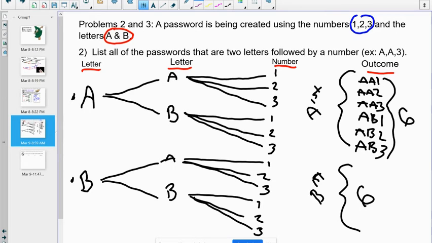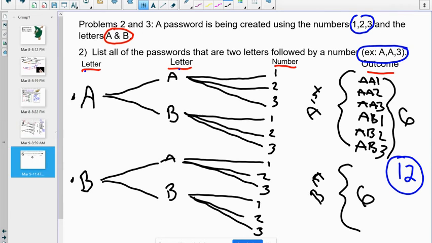And then since there's 6 up here, and 6 plus 6 gets you to the outcome of being 12 different ways. So that's if we had a letter, then a number. See, it gave us an example up here for our password.